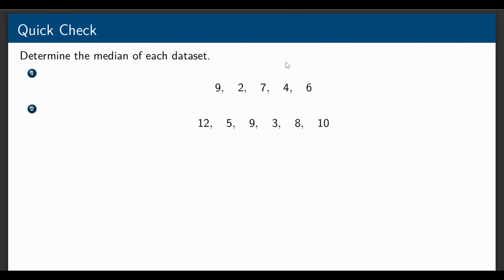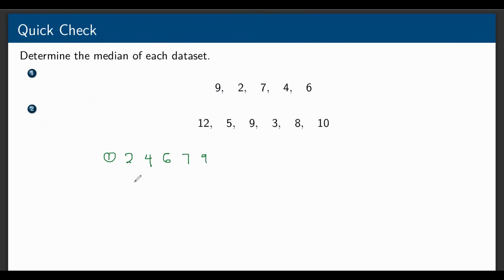Here are some examples again. Determine the median of each data set. Let's look at data set 1. If I arrange this in order, the first number is 2, 4, 6, 7, and then 9. There are 5 of them. 1, 2, 3, 4, 5. Right. So this is an odd set.